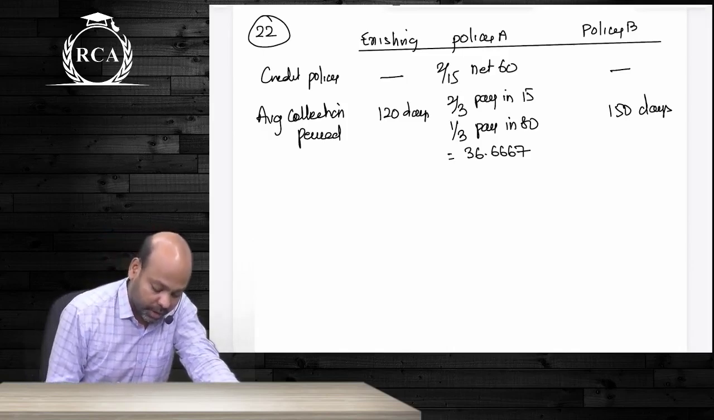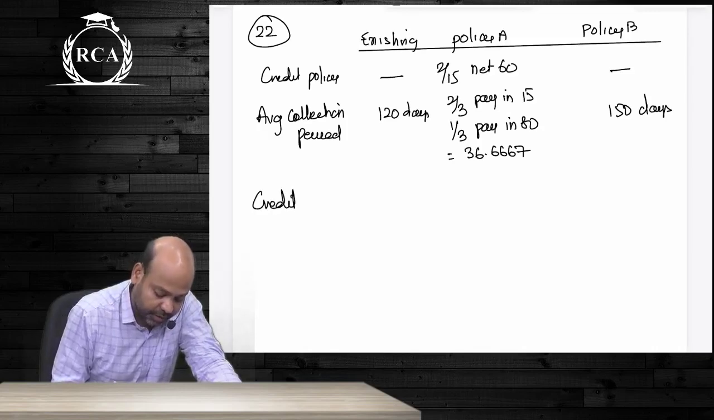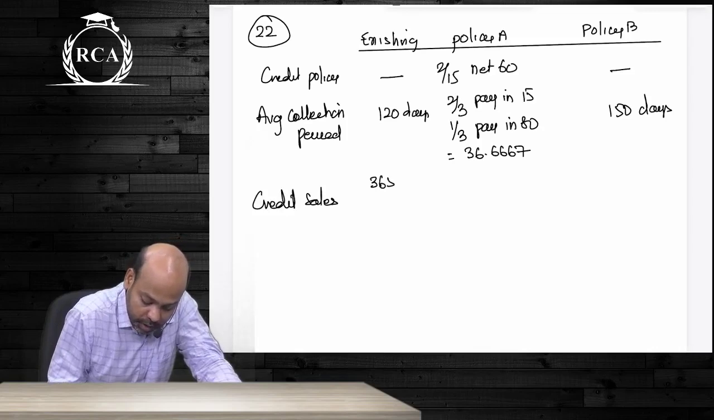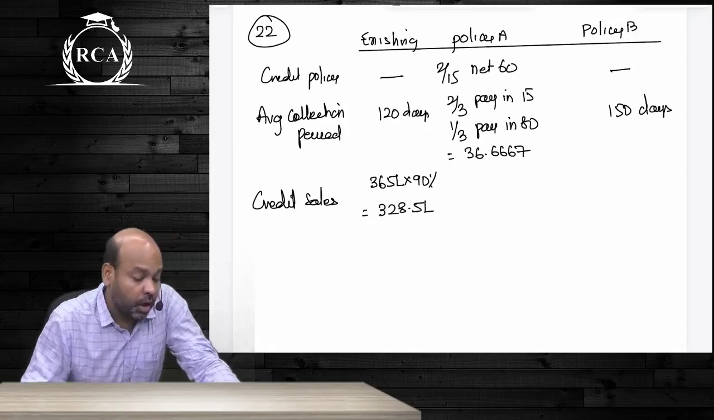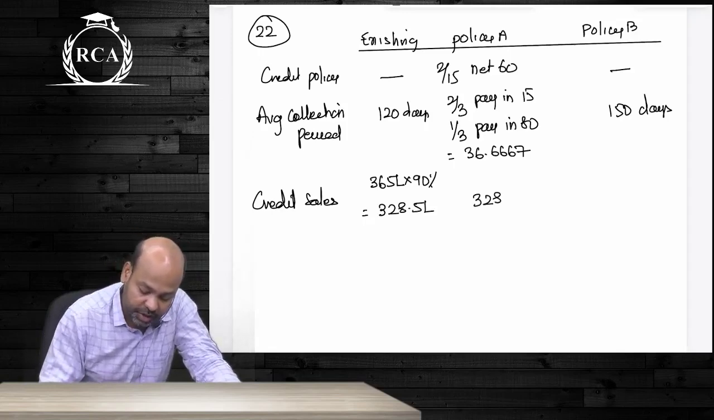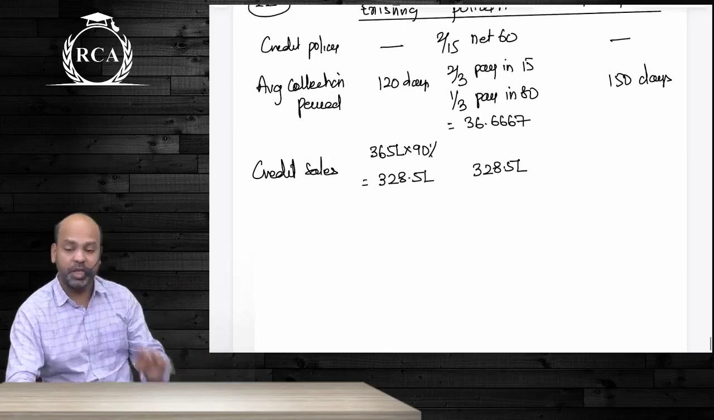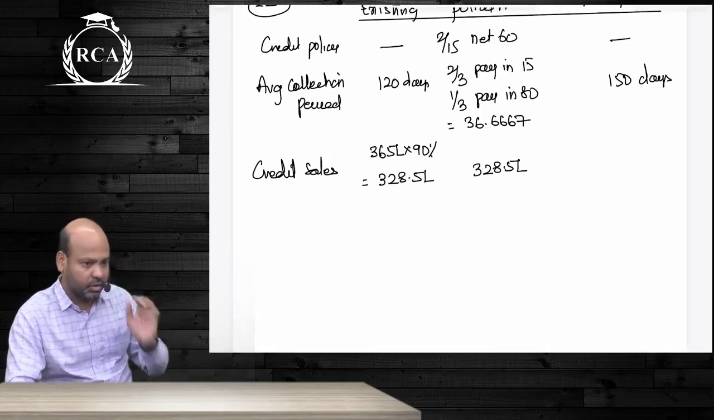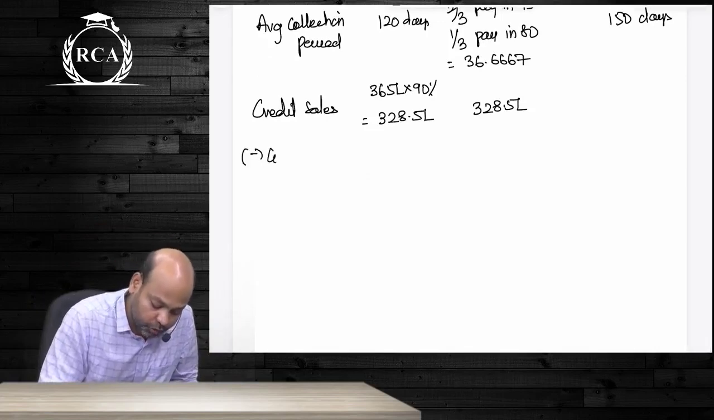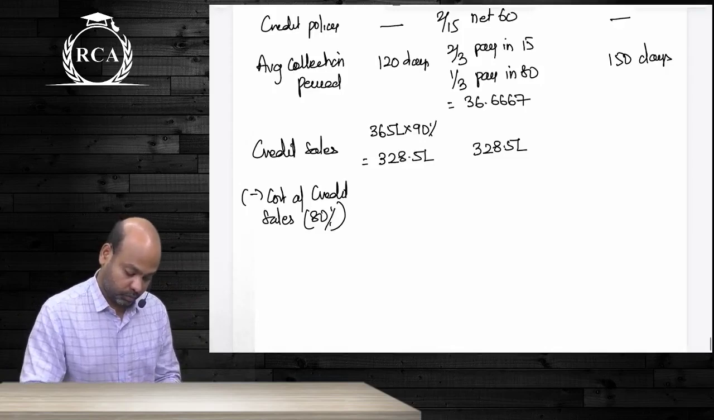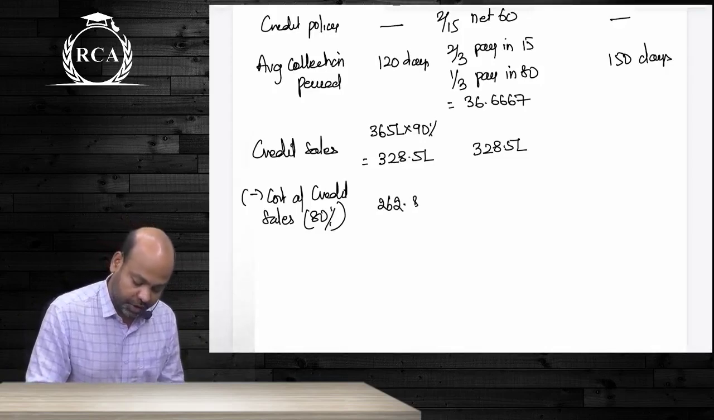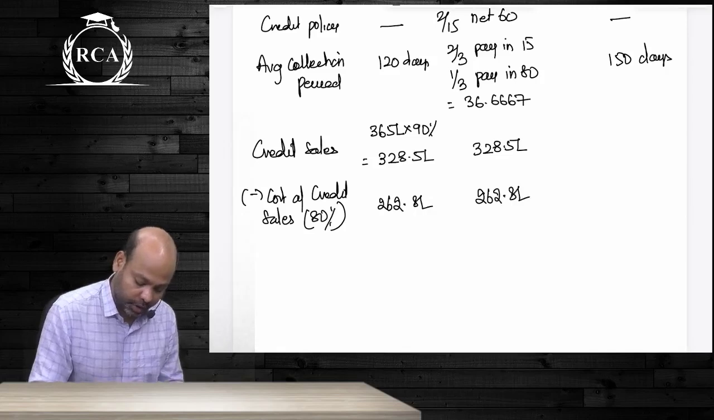Now tell me, guys, under the first one, how much is the amount of credit sales? 365 lakhs into 90%, that is 328.5. Under policy A, guys, is there any change in the amount of sales? Policy B has a change. Let's just concentrate on these two, and I'll present that also. Now, my cost of credit sales is how much, guys? Can you compute 80% of credit sales? 262.8. Even here it should be 262.8.